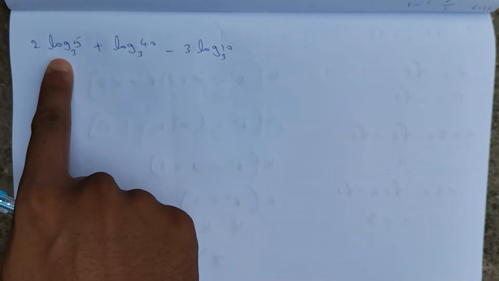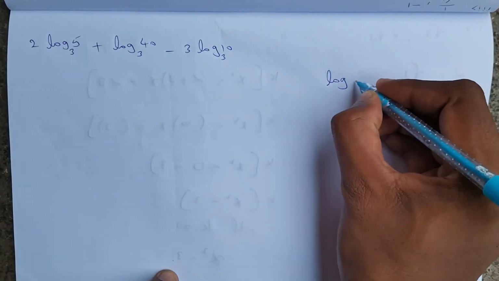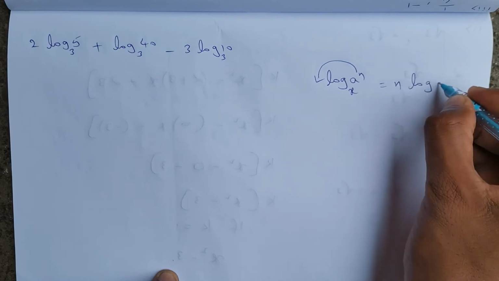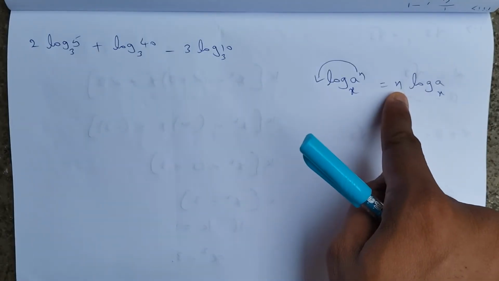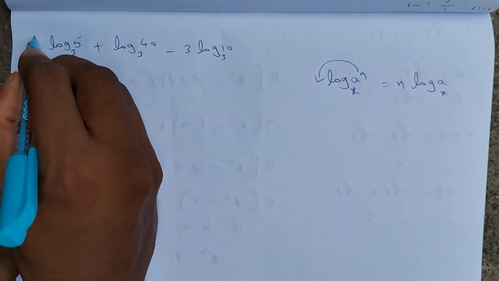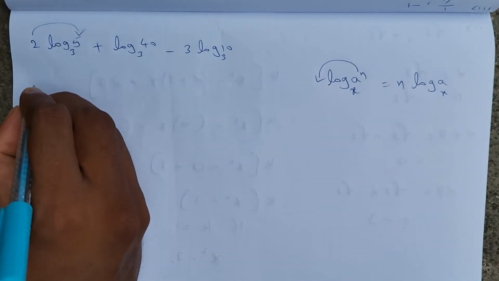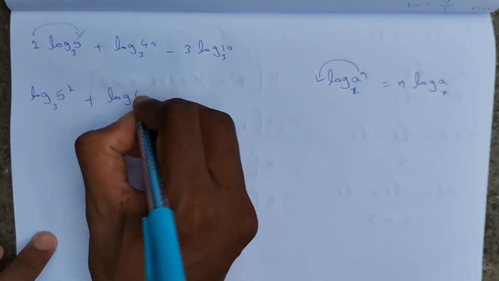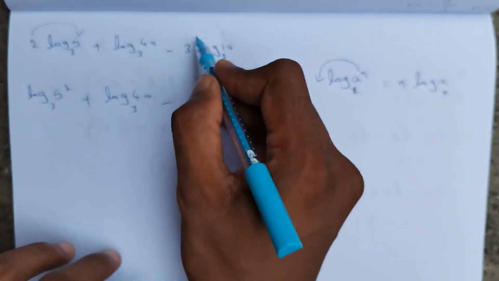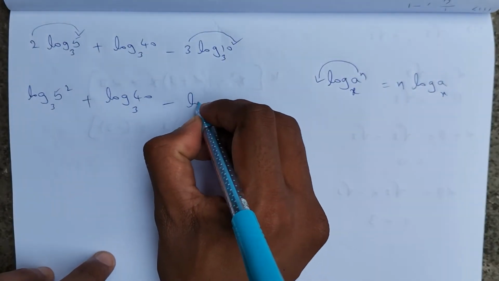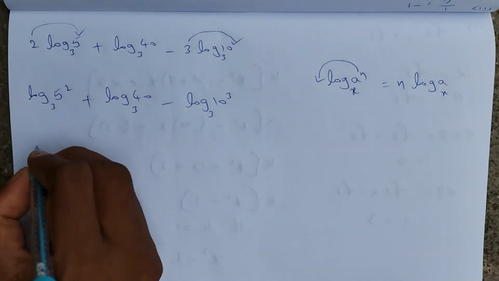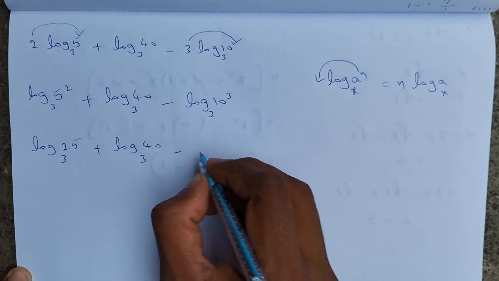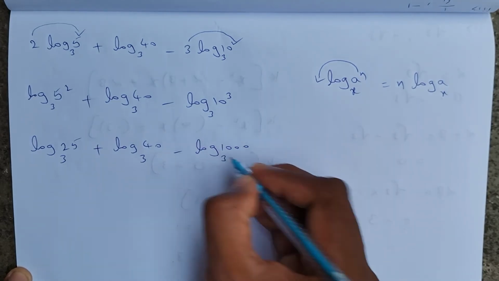Now here, in the first term, we have one formula: log a power n base x is equal to n into log a base x, since the power n comes to the front. In reverse, if some number is in the front, it will go as the power. In the same way, here the front number will go as the power. So we get log 5 square base 3 plus log 40 base 3, which is a normal logarithm, minus log 10 cube base 3, since again a number is in front and goes as the power. Now log 5 square, 25, base 3 plus log 40 base 3 minus log 10 cube, 1000, base 3.